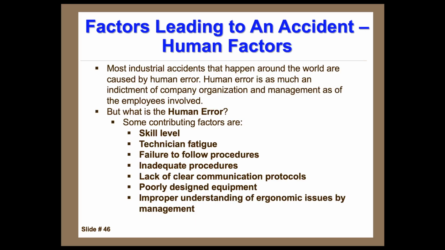Factors leading to an accident, human factors are also there. Most industrial accidents that happen around the world are caused by human error. Human error is as much an investment of company, organization and management as of the employees involved. But what is human error? Some contributing factors are skill level, technical fatigue, failure to follow procedures, inadequate procedures, lack of clear communication protocols, poorly designed equipment, improper understanding of ergonomic issues by management.